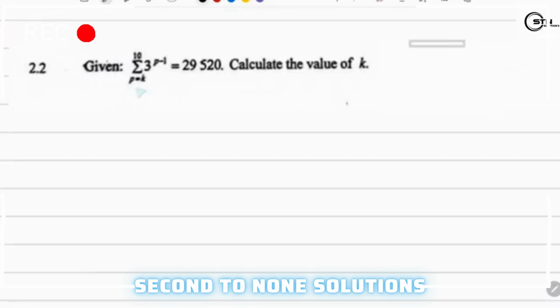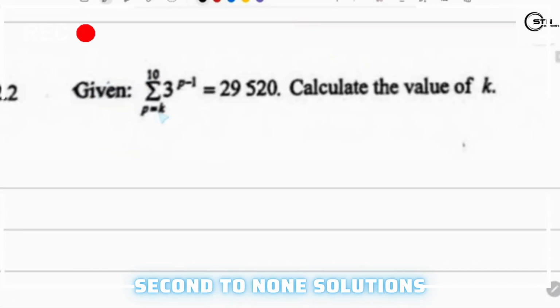Okay, so question 2.2 says, given, and we have a sigma here. So sigma just means sum. Given the sum, starting where p is equal to k and ending at 10, of a series with this formula, 3 to the power of p minus 1, given that sum, the sum of that series is equal to 29,520, we need to calculate the value of k. Okay, so this one is a little different because they put k here instead of on here. So it's just something that's a little different, but let's just try to look at it the way we would normally look at a sigma question.